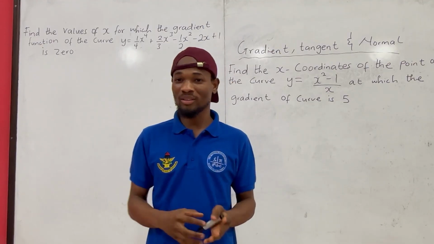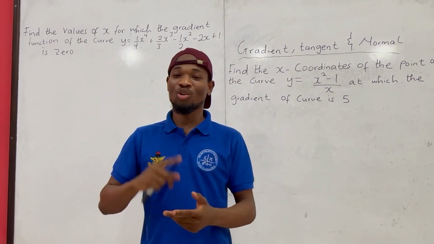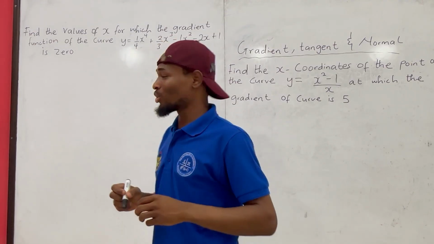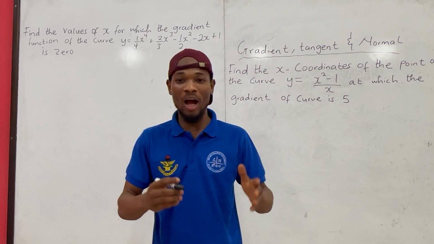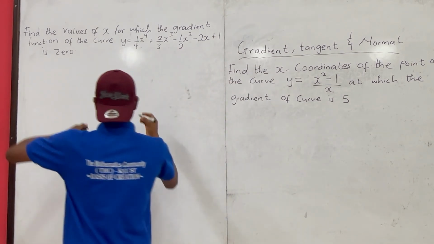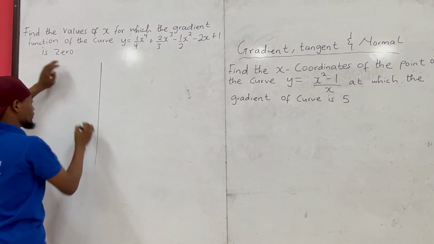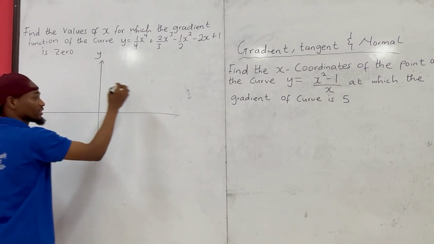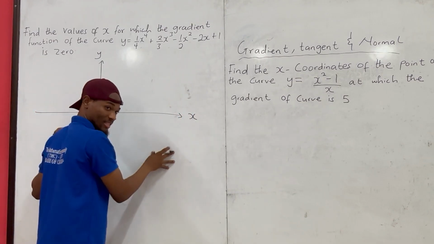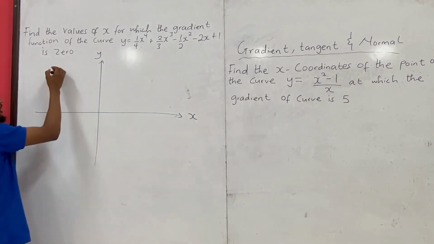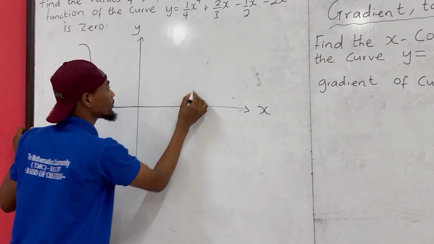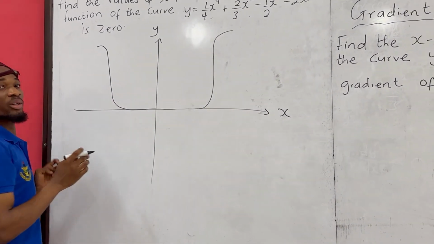Today we are going to talk about gradient, normal, and tangent. If I have my rectangular coordinate system, this will have my y-axis, I have my x-axis, and I draw, let's say, a curve this way.